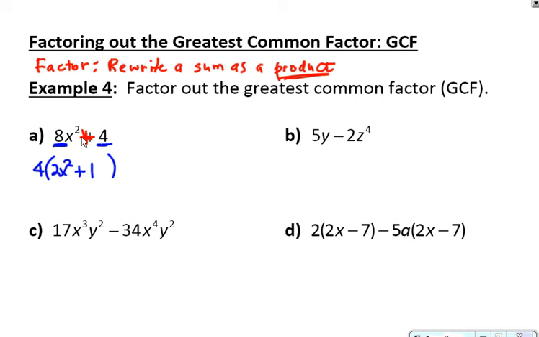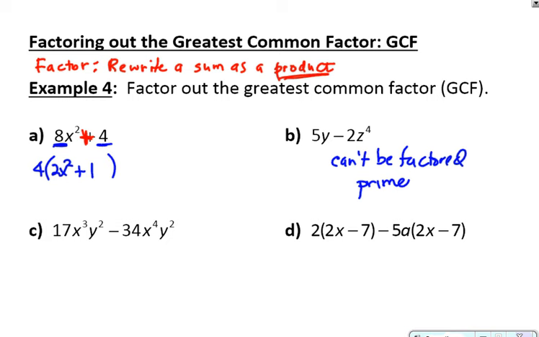B, I'm going to look at this and I'm going to look for something in common. I'm looking for a number that goes into both 5 and 2. There's not one. I'm looking for a variable that's in both of them that's the same, and there's not one. So this can't be factored. You'll also see the word prime written for that, meaning that it has no factors.